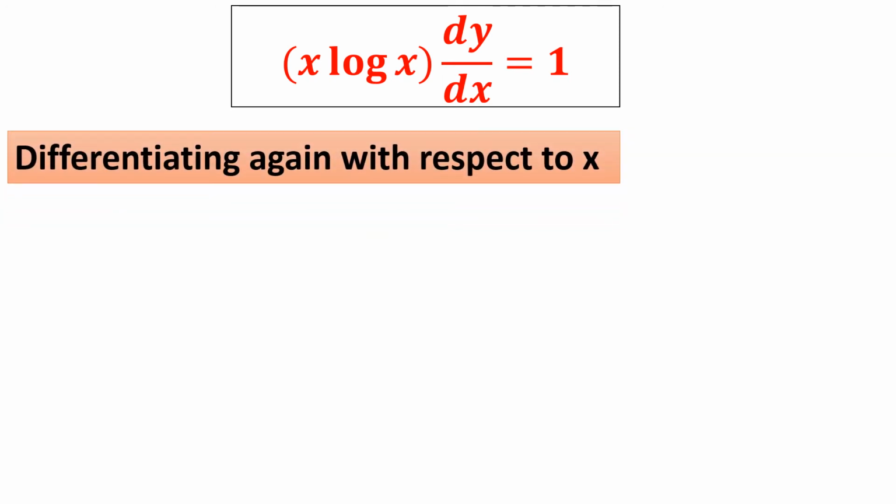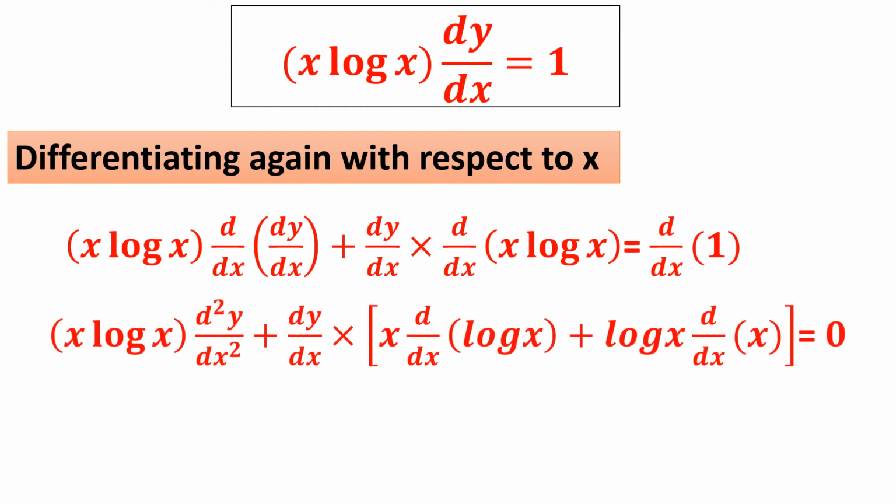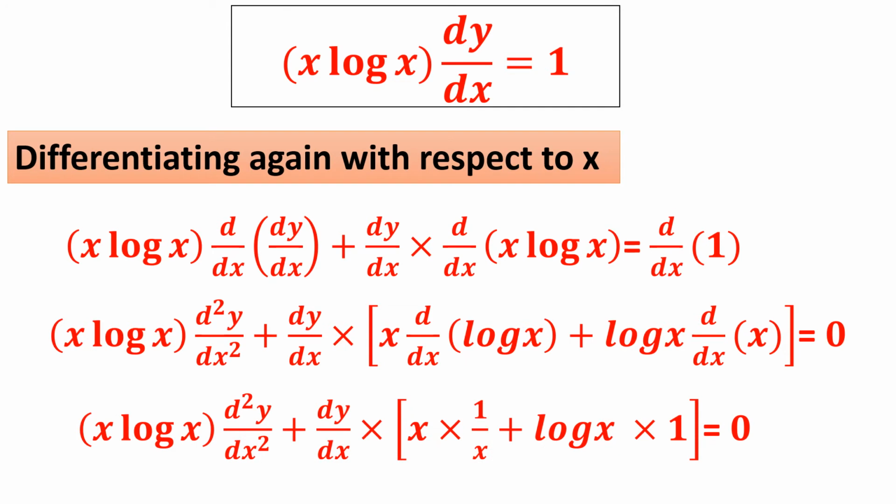Let us continue now. Differentiate now the left hand side. Product rule. Keep x log x, differentiate dy by dx; keep dy by dx and differentiate x log x. And differentiation of the right hand side 1. How to differentiate? Derivative of dy by dx is d square y by dx square. Now, how to do the derivative of x log x? Again, use the product rule. Keep x, differentiate log x; keep log x and differentiate x. It will become x into 1 by x plus log x into 1.